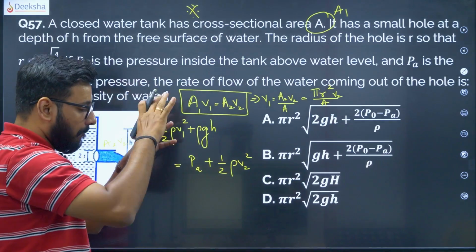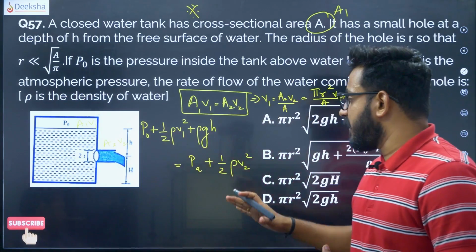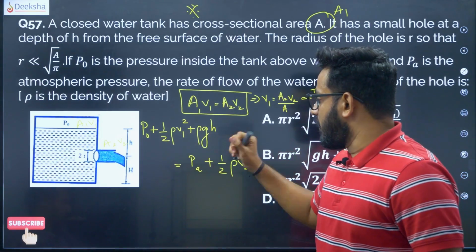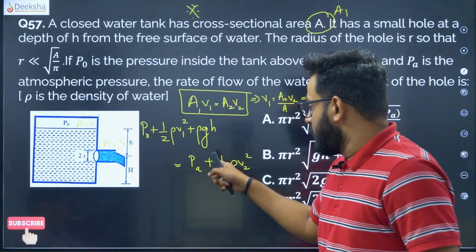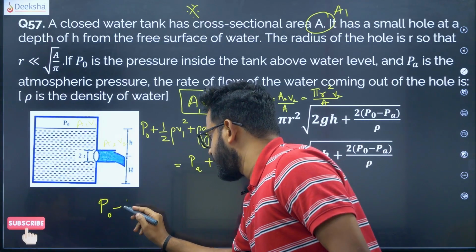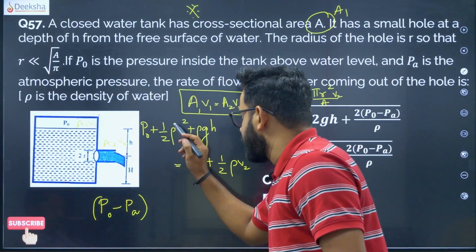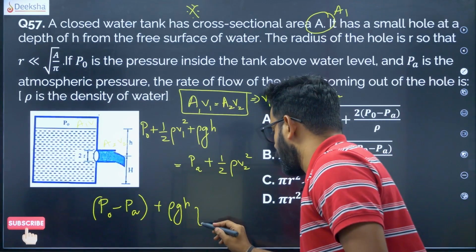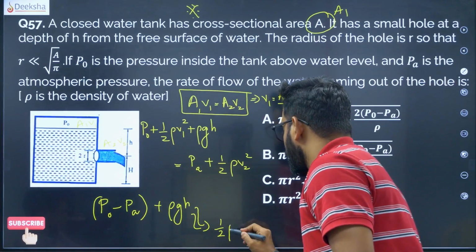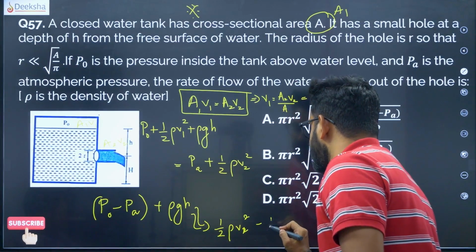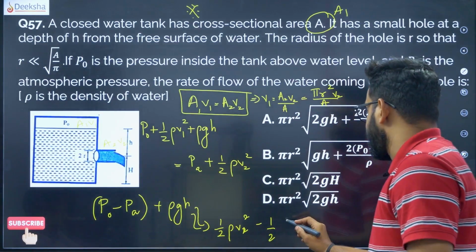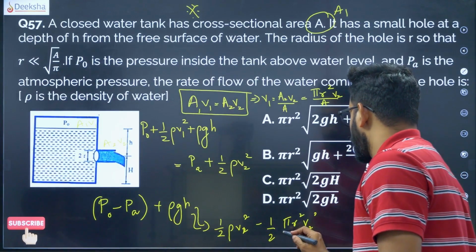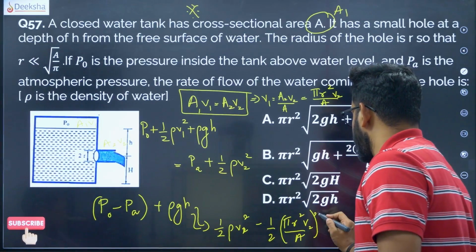So now it is a massive rearrangement. We are taking all the velocity components to one side, and all the pressure and potential energy components to the other side. So take the pressure on one side, P0 minus PA, plus rho g h as one component. This is equal to half rho V2 square minus half rho V1 square. Now instead of V1, let's write pi r square V2 by A the whole square.